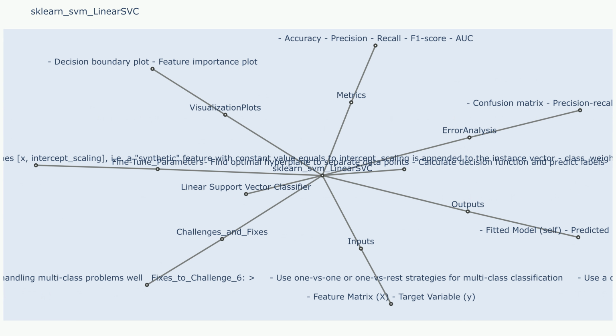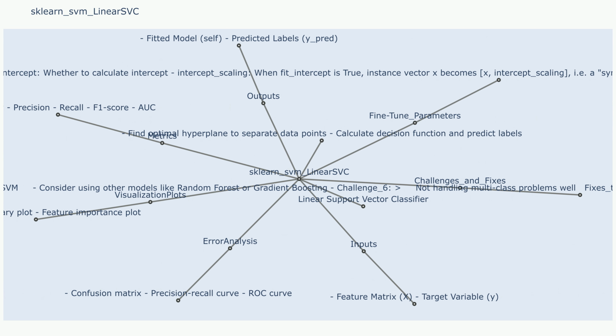Precision. The proportion of correctly predicted positive instances out of all instances predicted as positive. Recall. The proportion of correctly predicted positive instances out of all actual positive instances. F1 score. A harmonic mean of precision and recall, providing a balance between the two.